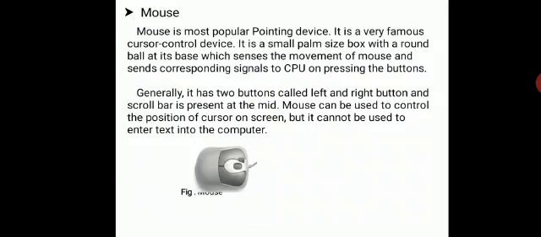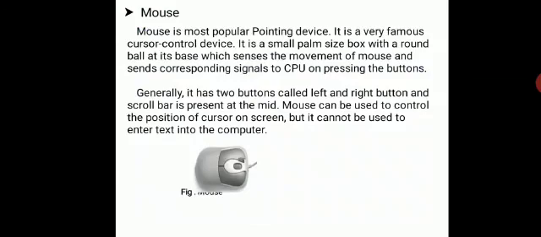Second input device is the mouse. Mouse is the most popular pointing device. All of you already know the mouse. It is a very famous cursor control device. It is a small palm-size box with a round ball at its base which senses the movement of the mouse and sends corresponding signals to the CPU on pressing the buttons.